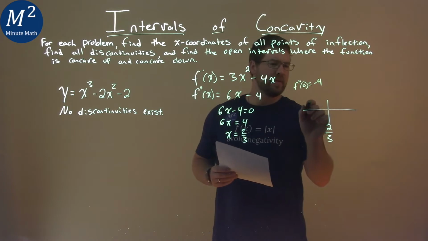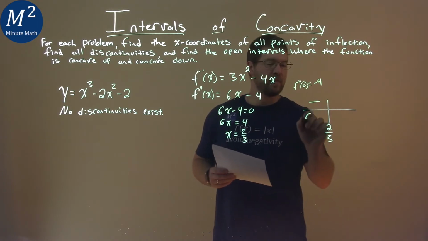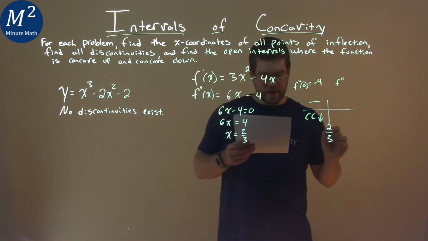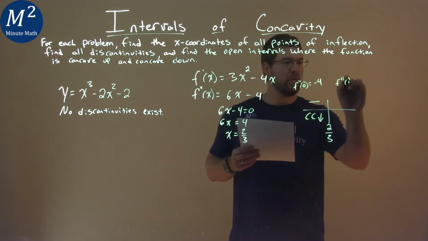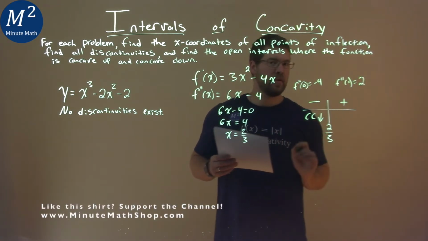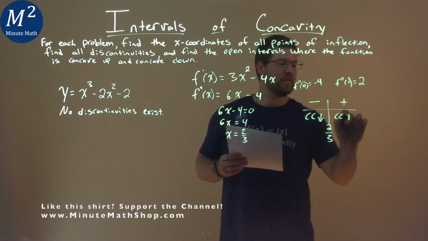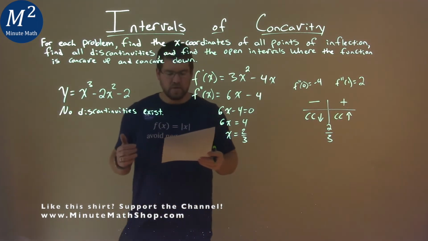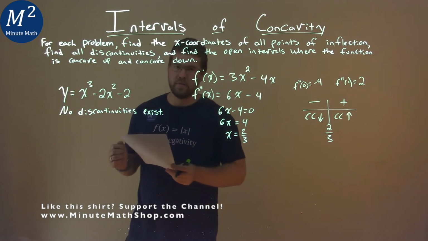From there, that says, well, I only care that it's negative, and that means we're concave down here. I take my second derivative again, plug a value greater than 2/3, and I picked 1, and that came out to be a positive 2. It's positive, that's all that I care about, and that means it's concave up. And again, that's a second derivative test. So now we have all the information we need to answer this problem.